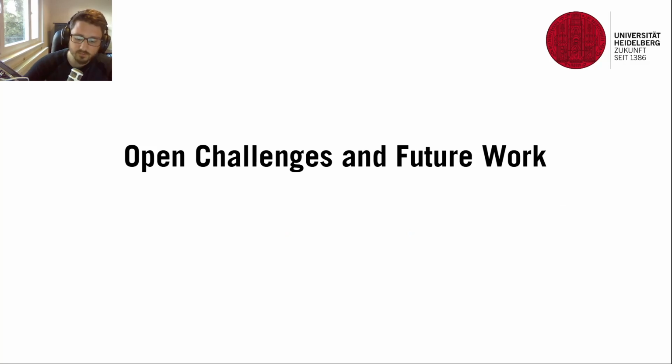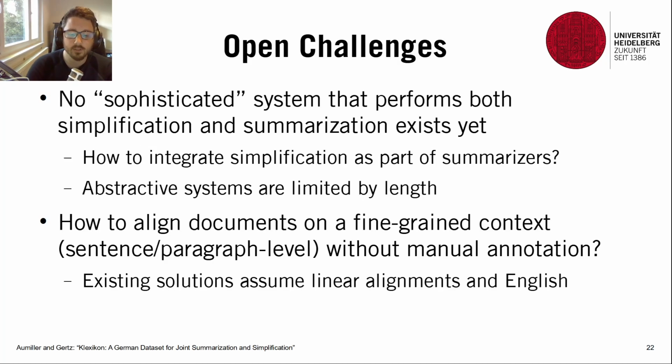So knowing this information and then thinking ahead, we propose some of the open challenges and the future work. The problem that we have outlined but not addressed in this work is the lack of a sophisticated system that performs both the simplification and summarization step at once. We have individually verified that it is possible to do this in our dataset. However, there is no sure way how we should integrate this into an existing summarization or simplification system. The problem with abstractive systems usually is also that they are limited in the length that they can handle, and our Klexikon articles exceed this by a factor of 100 to 1000 on average.